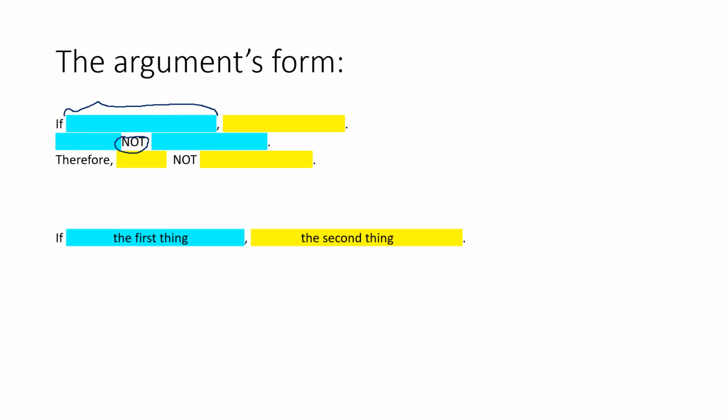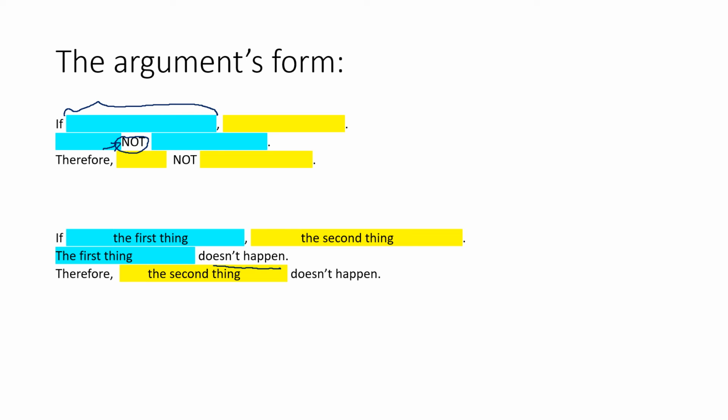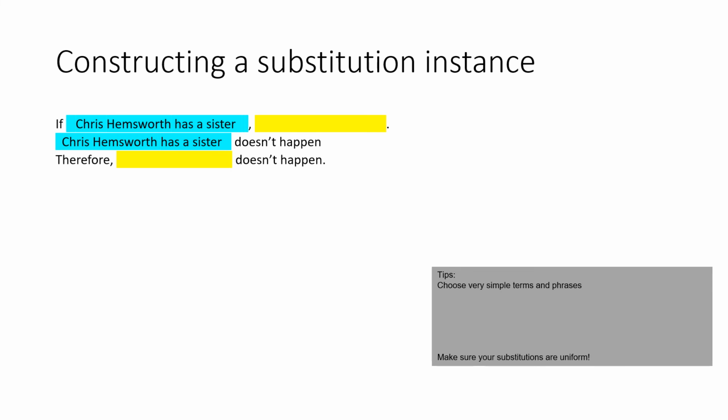If the first thing happens, then the second thing happens. The first thing isn't happening, right? But English grammar lets us usually express that with a not inside of that phrase. And the conclusion, of course, then is really just, and therefore the second thing isn't happening. And then the next step is to start filling in that argument form with new terms or sentences, in this case, so that you can eventually make all true premises and a false conclusion.